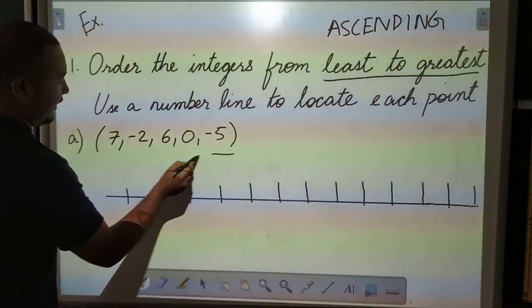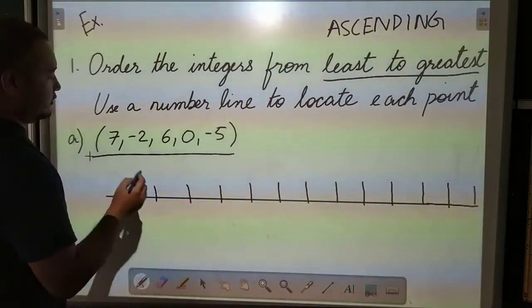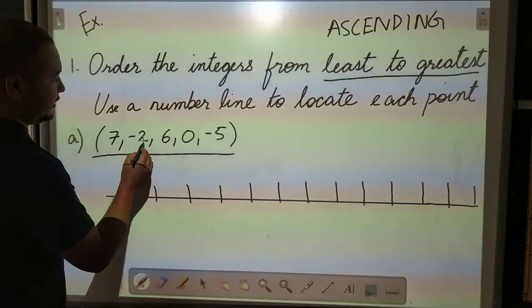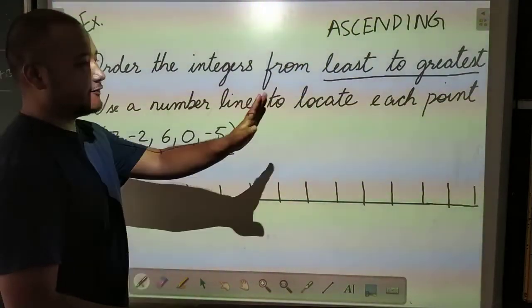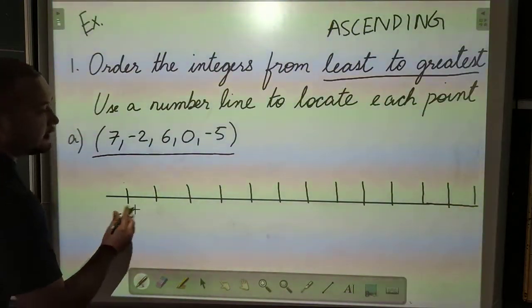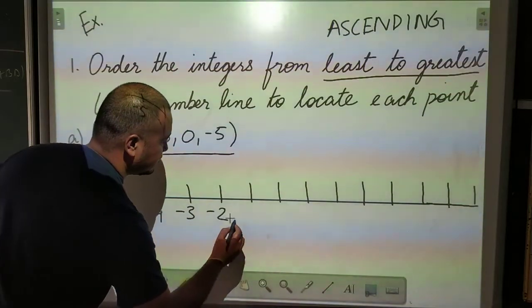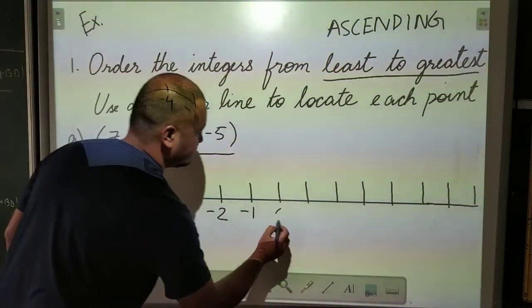These are the values or numbers which are given to you. Look for the smallest value. Look for the negative numbers first. So minus 2 and minus 5. Minus 5 comes on the left side. So start with minus 5 and then fill the number line. Minus 5, minus 4, minus 3, minus 2, minus 1, 0.